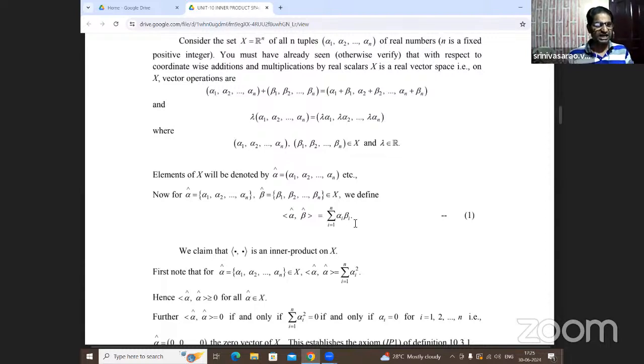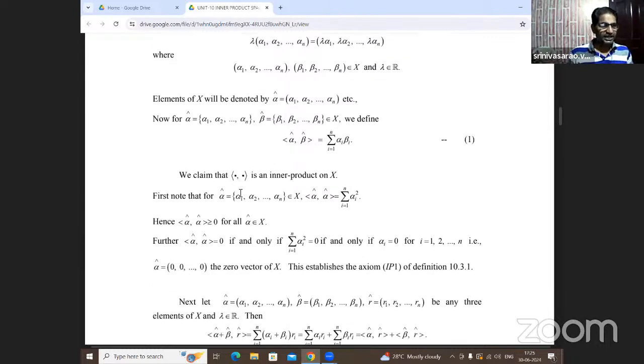So that can also be written as alpha_i and beta_i. Here the inner product of alpha and beta is defined as the summation, i equal to 1 to n, of alpha_i beta_i. So this is from the given example, the definition of this part. Here the inner product is an inner product on the space X.